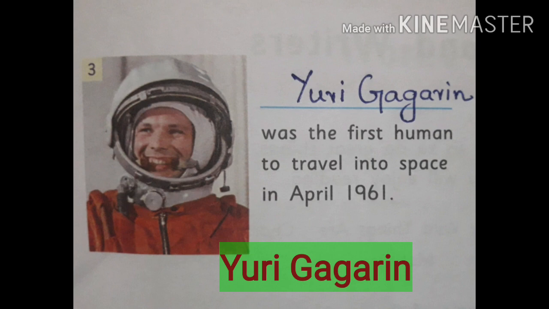Okay, now we'll move to the third question. Dash was the first human to travel into space in April 1961. The name is Yuri Gagarin. Yuri Gagarin. You can see the picture of Yuri Gagarin there. He was the first human being to travel into space.